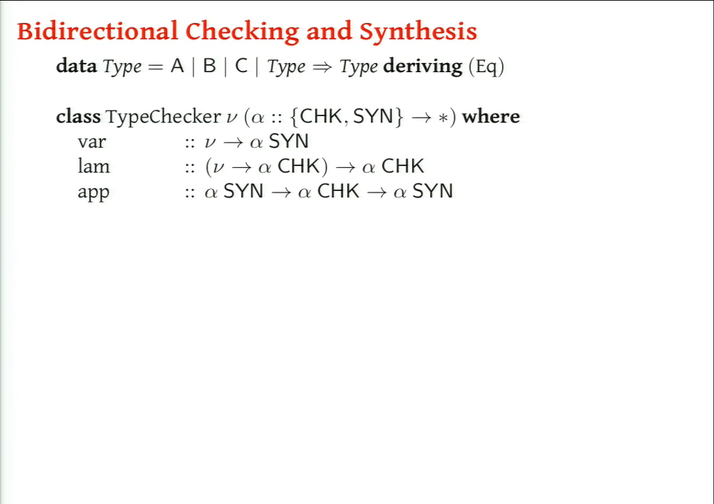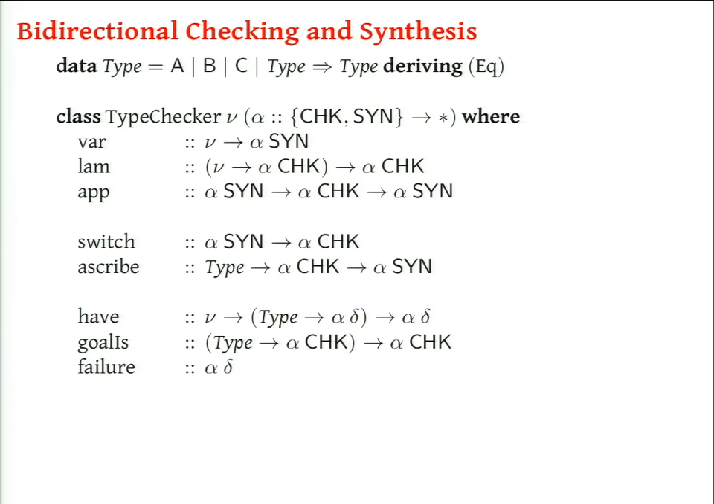So I'm going to call those two phases checking and synthesis. For the variables, a variable can synthesize its own type because it can get it from the context. A lambda abstraction is going to check its own type, so it's going to have a type pushed into it, so it can see that it's A arrow B or something like that. So then it can extend the context with A, and then it can check that the body has type B. For application, the head term has to synthesize a function type, but then the argument term gets checked against that type.